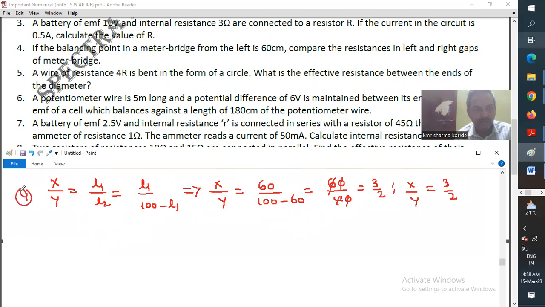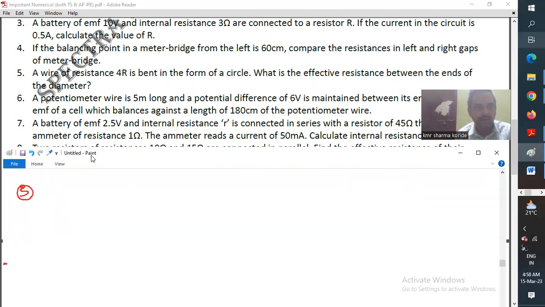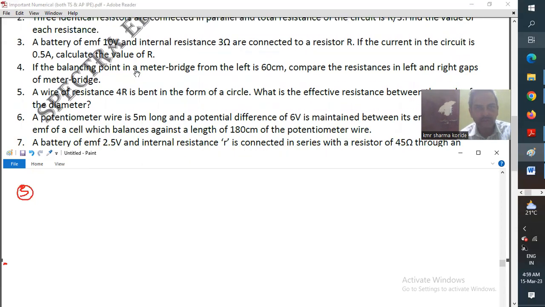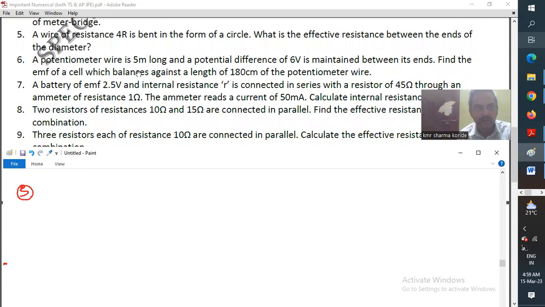This is the fourth, fifth. But I think this is repeated. The wire of resistance 4R. This is repeated. Question number 1 and 5 are the same. Next, moving to the next question.